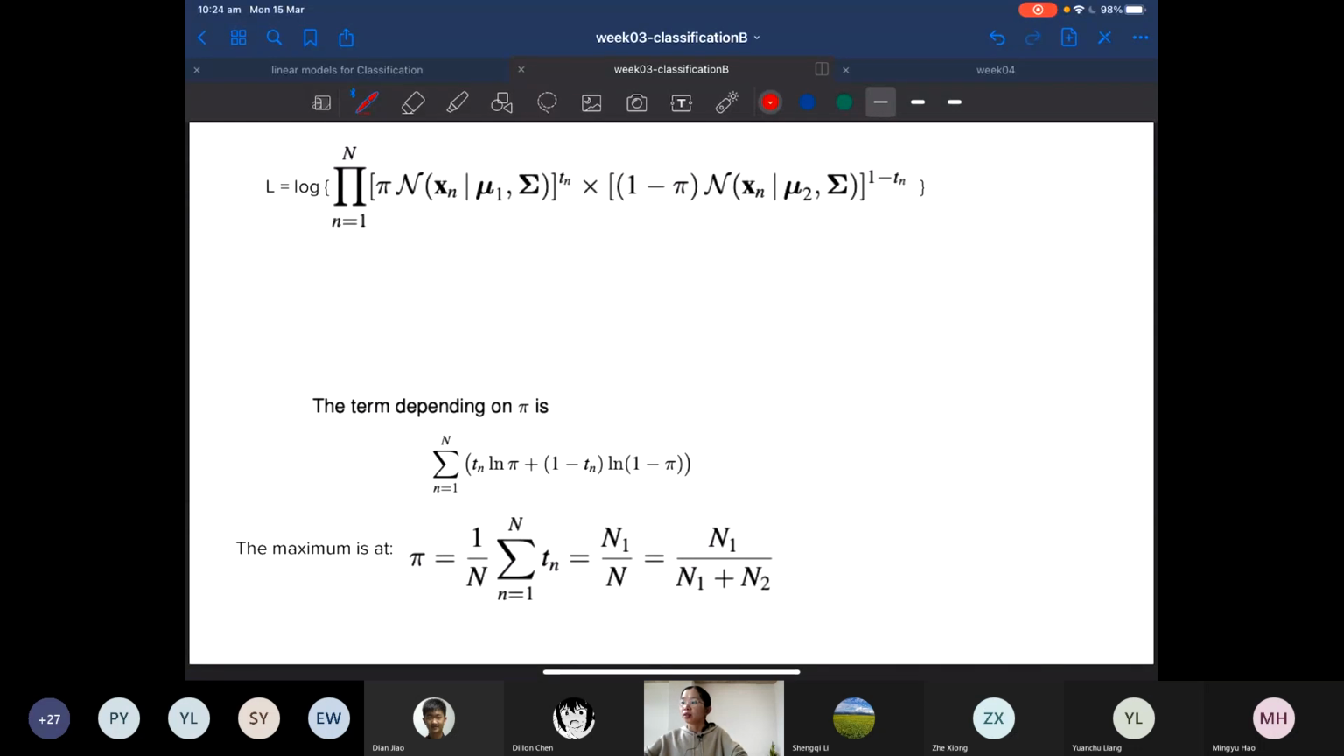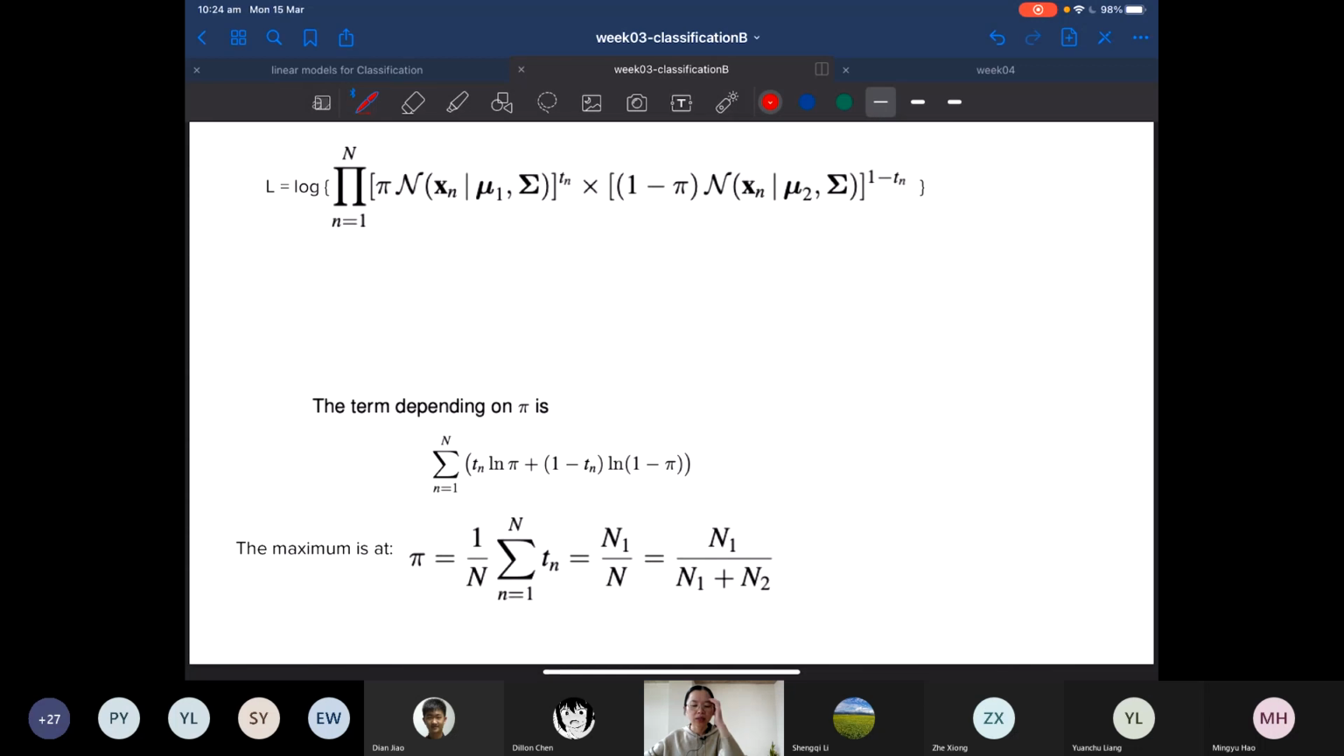So what we do next is to apply the tricks we've exercised a few times. If that term, just copied from the last slide on top, is the likelihood term, we would like to maximize the log of this likelihood term, right? So we just take the log. And now we try to solve for class prior, or pi, right?